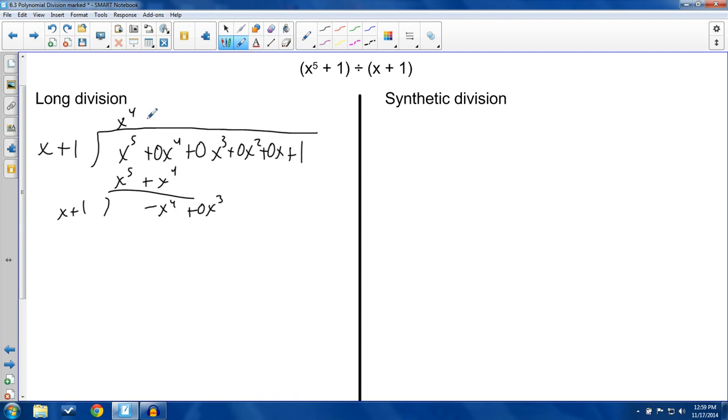X goes into negative x to the fourth, negative x cubed times. You get negative x to the fourth minus x cubed. Remember, you subtract here, 0, and this is positive x cubed, because we subtracted negative. Plus 0x squared.